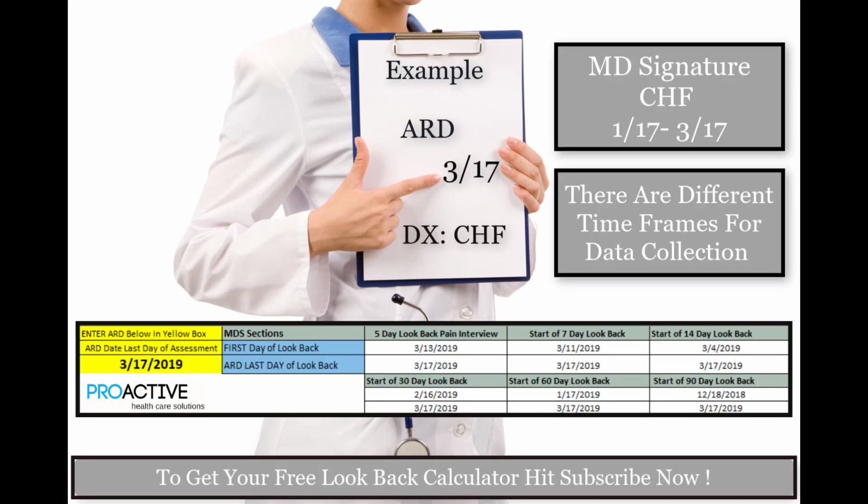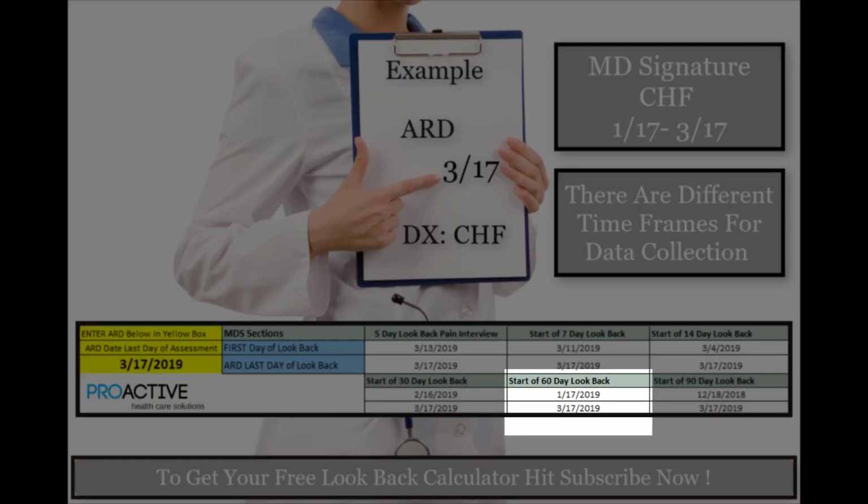Now we're going to take a look at an example. Our ARD is 3/17, which is the last day of our assessment. Our resident has CHF, but we still have to find the MD's signature. The MDS has different dates for data collection. For the MD's signature, it's a 60-day look-back period. 60 days from the date of your ARD, which is 3/17, puts us at 1/17/2019. So we must find a signature between 1/17 and 3/17 where the doctor has signed off CHF.